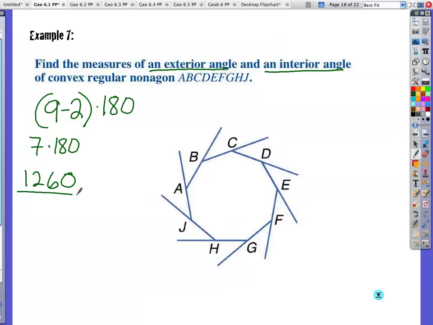I now need to divide that by 9 sides. All right, and then I'm going to get, let's see, 140 degrees for each one. All right, so that means this angle right here is 140 degrees. All right, 140, 140, 140. Okay, it tells me it's a regular polygon, so all of those are congruent. All of those are 140. All right, now we have that.